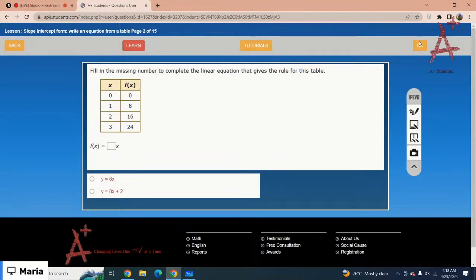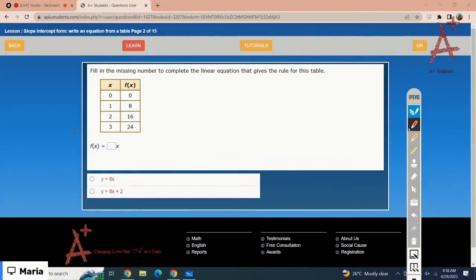Okay, the next one is, okay, you are given the y-intercept. Y-intercept is the value where x is 0. So basically the y-intercept is 0 in this equation. Got it? Just calculate the slope. 1 minus 0 is 1 and 8 minus 0 is 8. Got it? So slope equals 8 over 1 and that means the slope is 8. The y-intercept is 0, so the equation is y equals 8x.